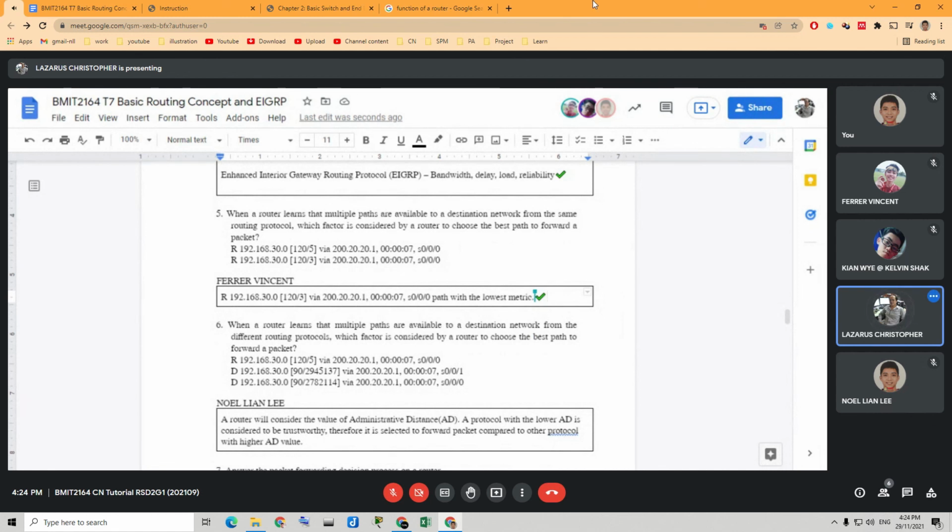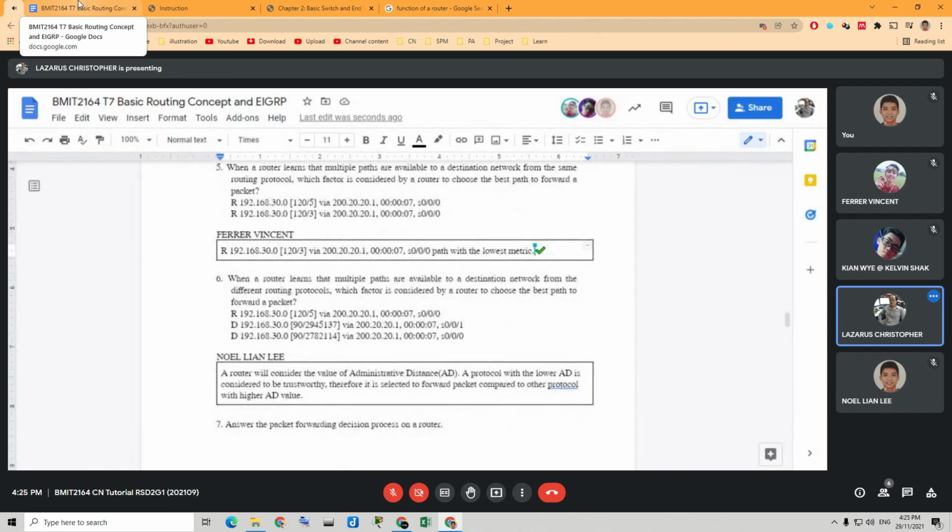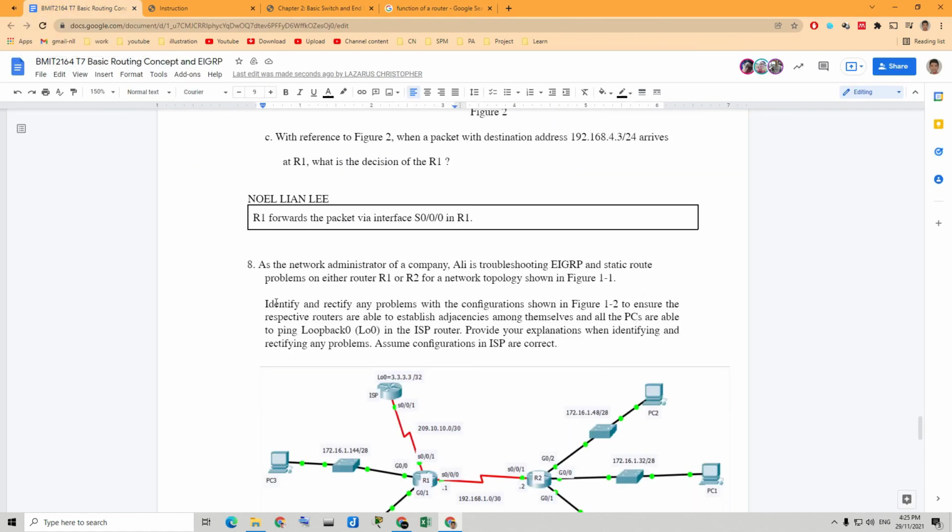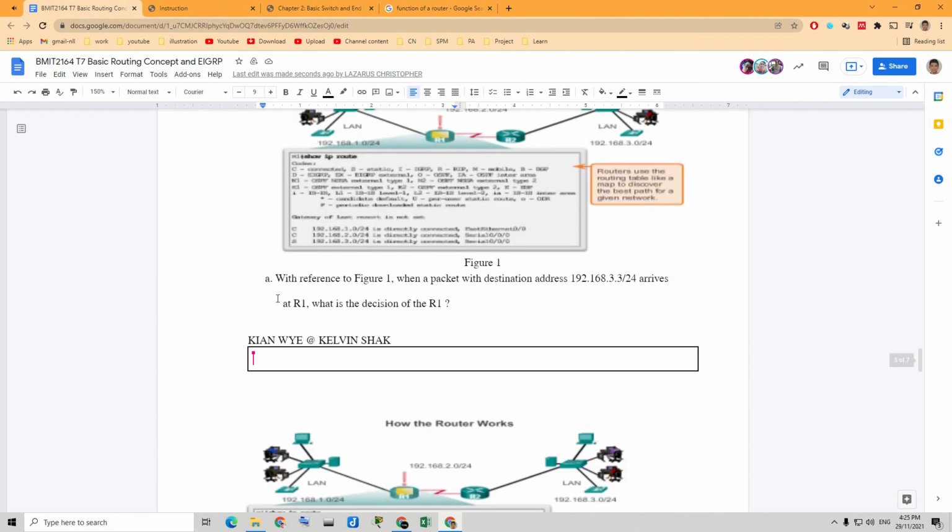They always try to choose the lowest: if it's cost, the lowest cost; if it's hop count, the lowest hop count. That's the way they do it. The rest, remember, Kelvin and Noel? It's usually always the lowest metric, no matter what metric, whether cost or hop count, usually choosing the lower value.